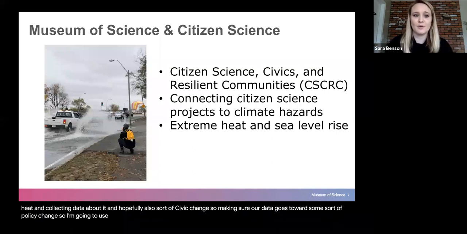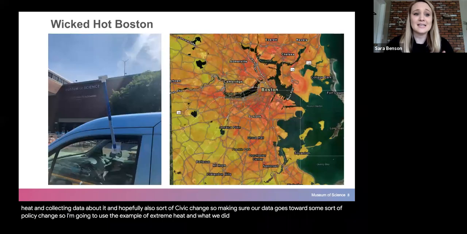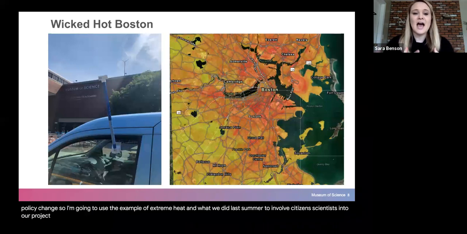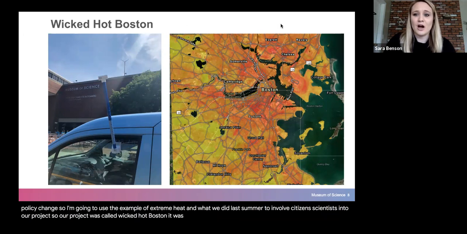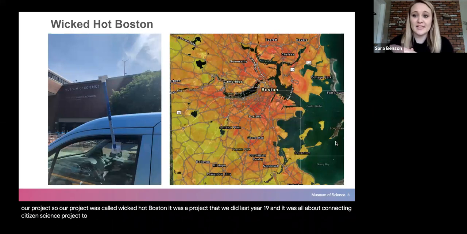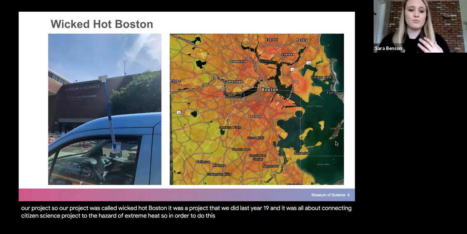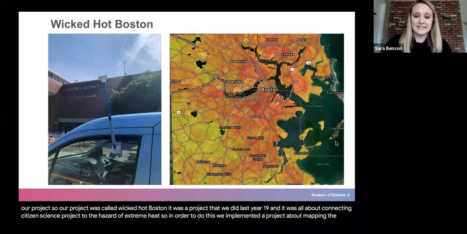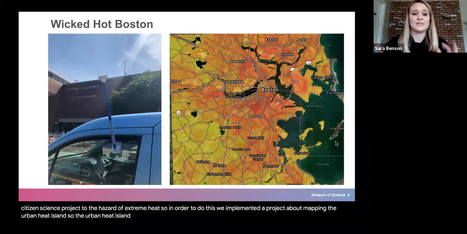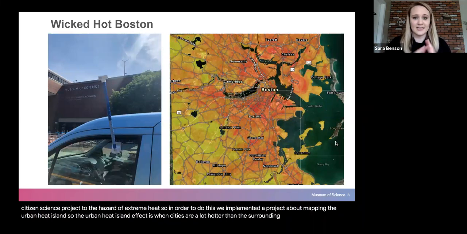So I'm going to use the example of extreme heat and what we did last summer to involve citizen scientists in our project. Our project was called Wicked Hot Boston. It was a project that we did last year, in 2019, and it was all about connecting citizen science to the hazard of extreme heat. In order to do this, we implemented a project about mapping the urban heat island. The urban heat island effect is when cities are a lot hotter than the surrounding area.